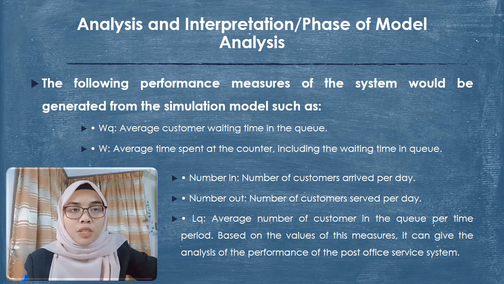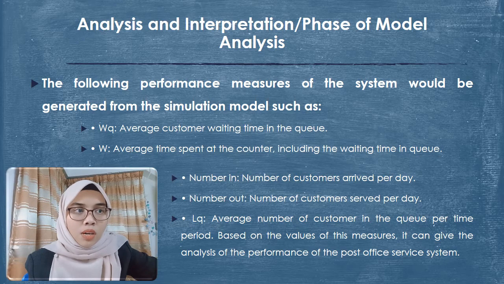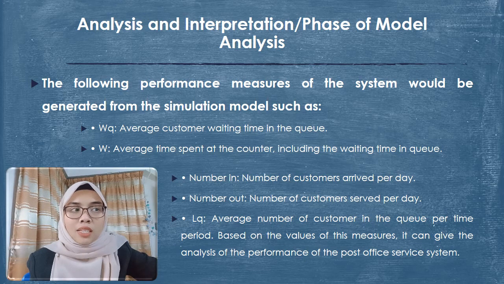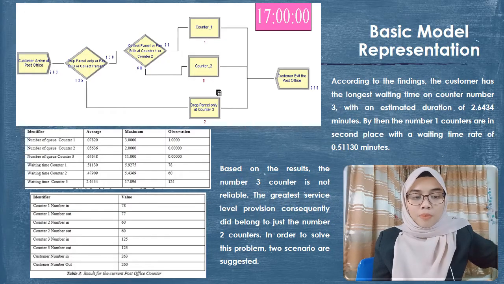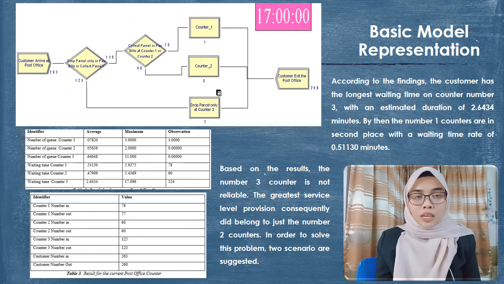Next is analysis and interpretation, or the phase of model analysis. The following performance measures of the system would be generated from the simulation model: WQ is the average customer waiting time in the queue, W is the average time spent at the counter including the waiting time in queue, number in is the number of customers arrived per day, number out is the number of customers served per day, and LQ is the average number of customers in the queue per time period. Based on the value of these measures, it can give the analysis of the performance of the post office service system. This is the sample of the model that I had proposed in the Arena software.